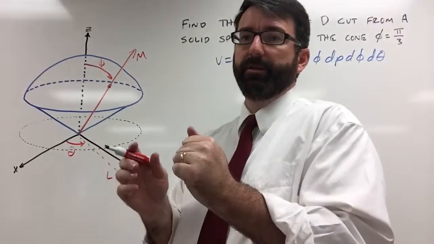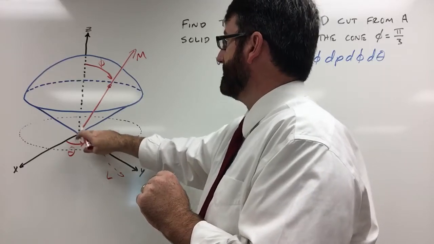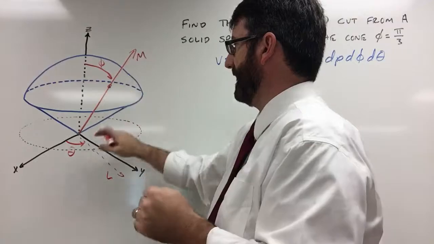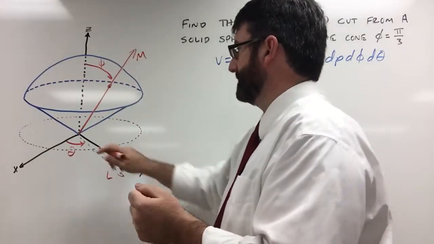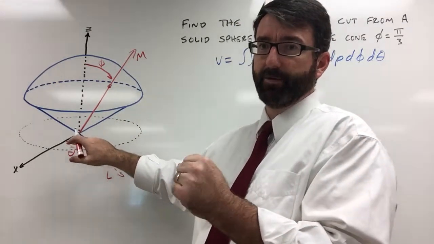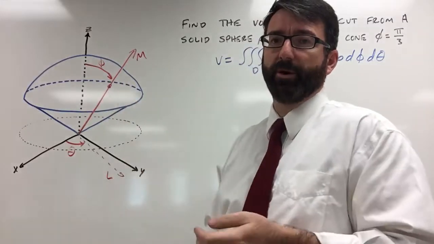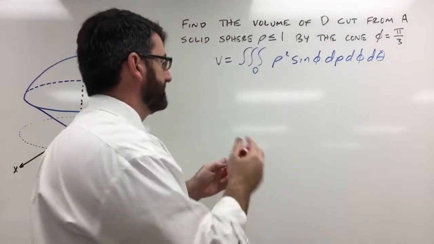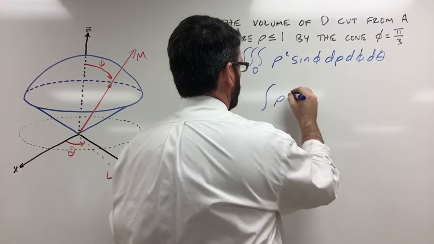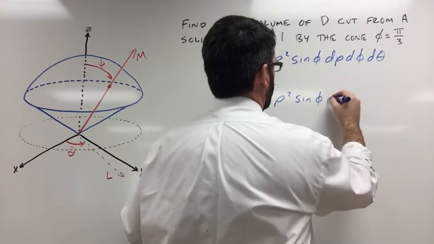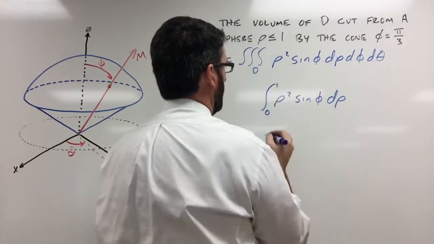All right, so now the rho limits, let's do the rho limits first. As you go out on this ray here, we want to know when are we entering the region D, and when are we exiting D. And so we're going to enter right at the start, at rho equals 0. And then we're going to exit up here when we cross through this sphere, which is going to be rho equals 1. So for our limits of integration for rho, we've got rho squared sine of phi d rho, our limits for rho are going to be from 0 to 1.